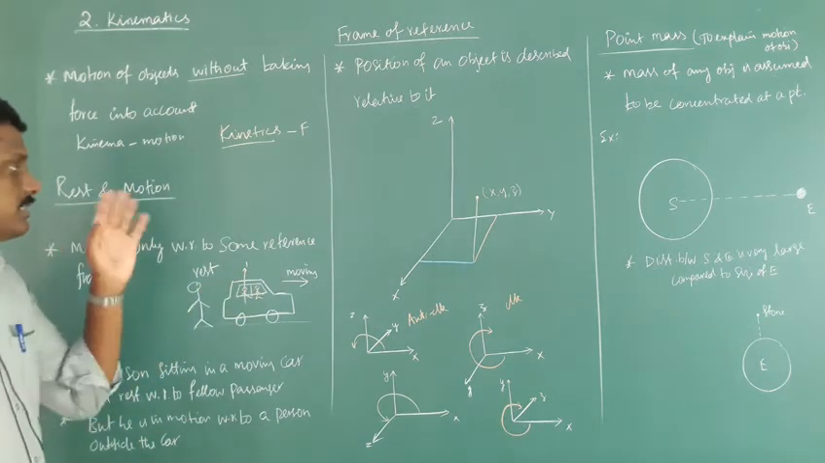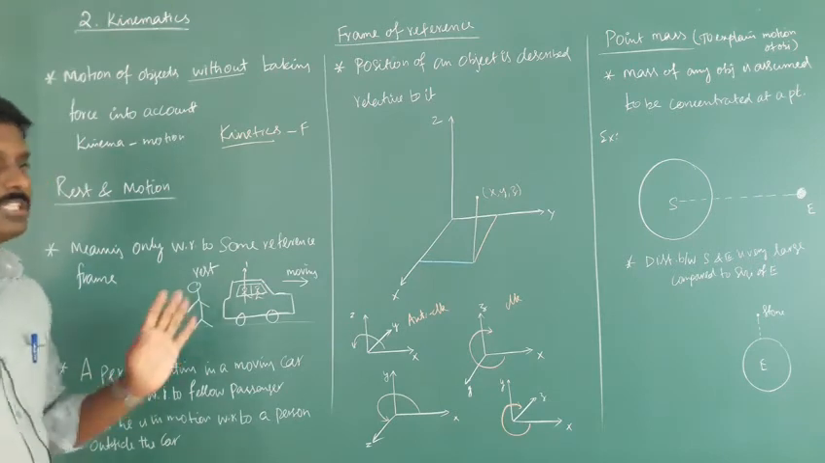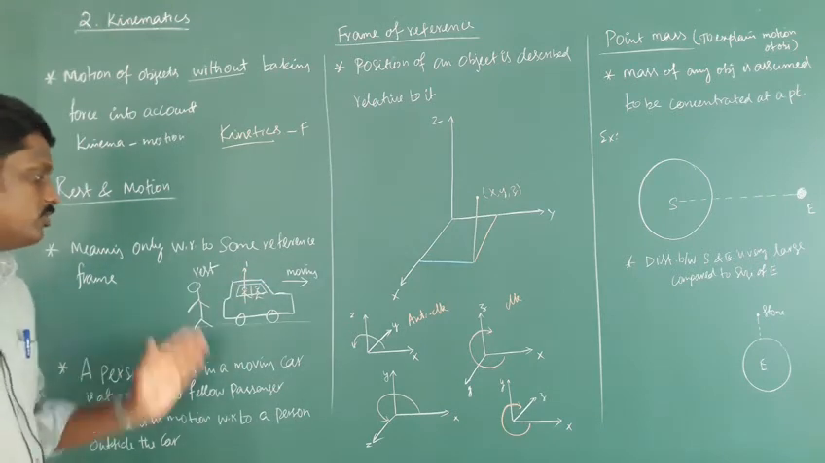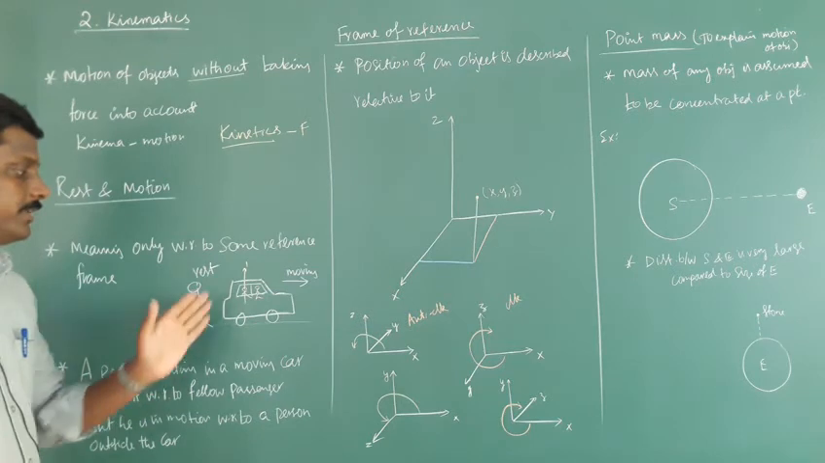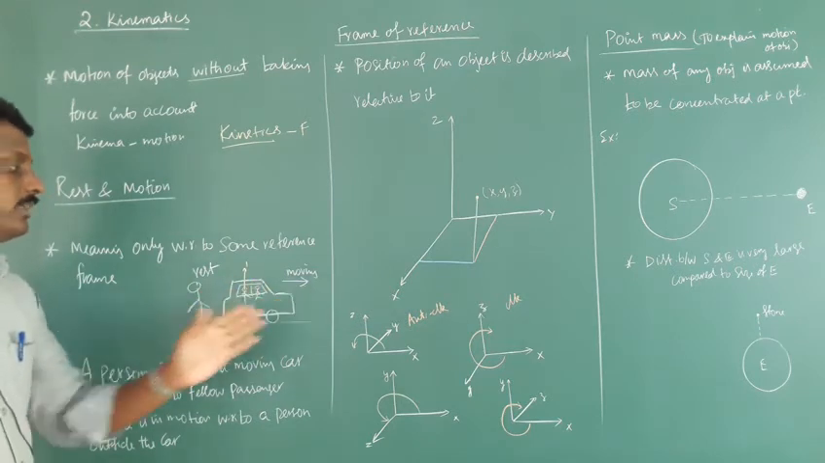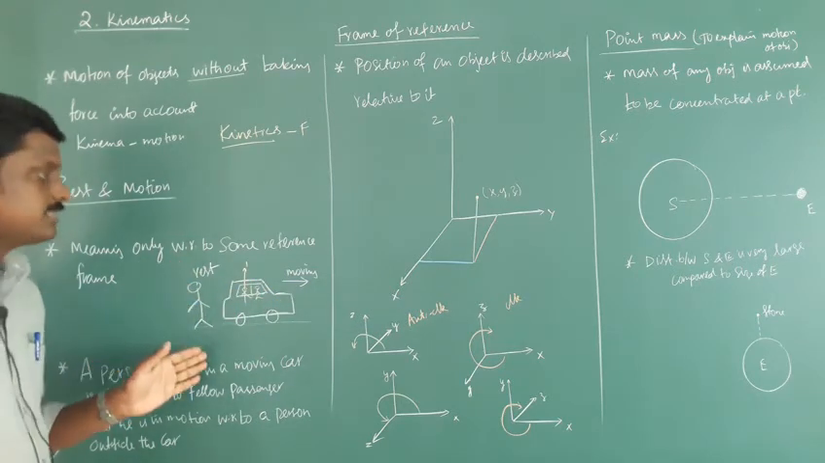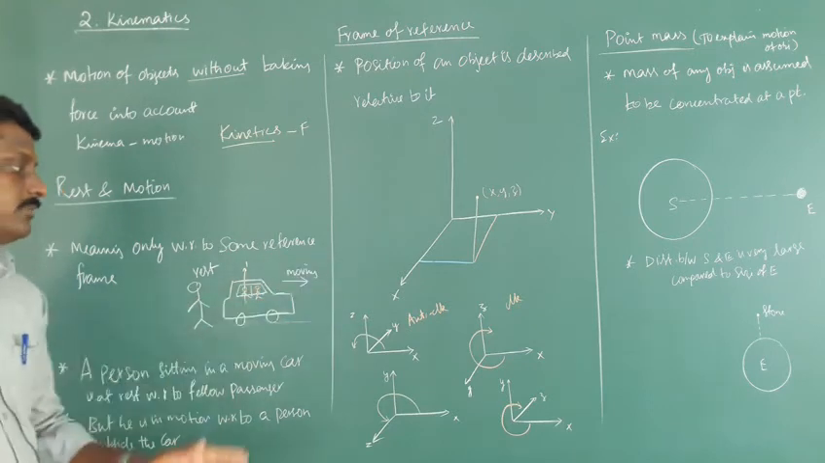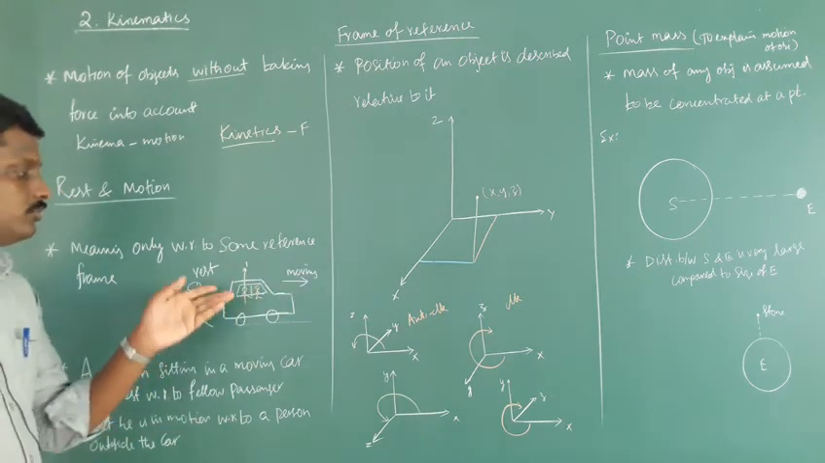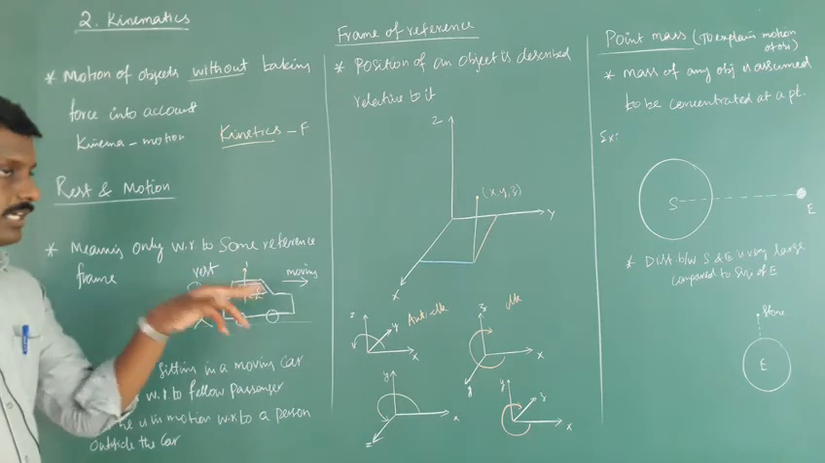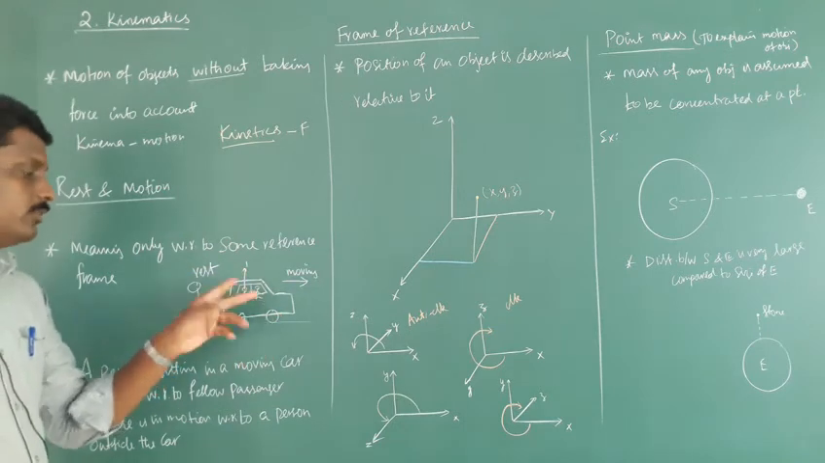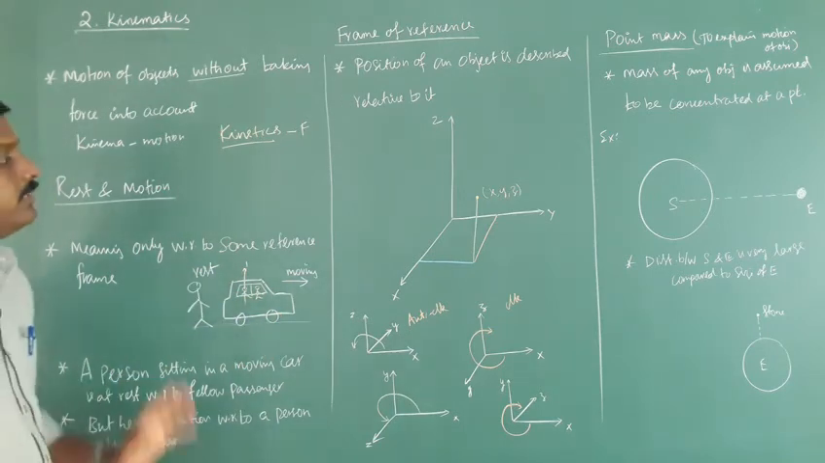So rest and motion have meaning only with respect to some frame of reference. He is at rest with respect to the car. The car is moving with a certain velocity, but inside the car, two persons are there, both at rest with respect to one another. So that is rest and motion.